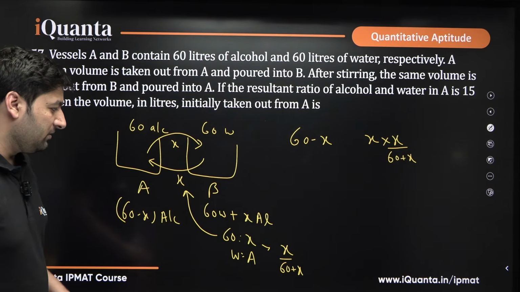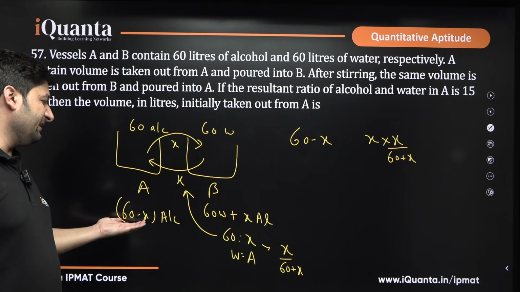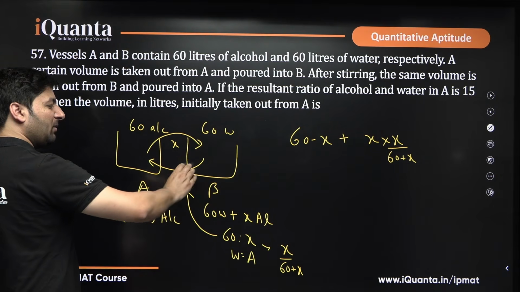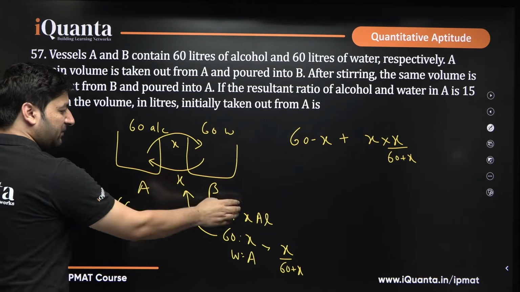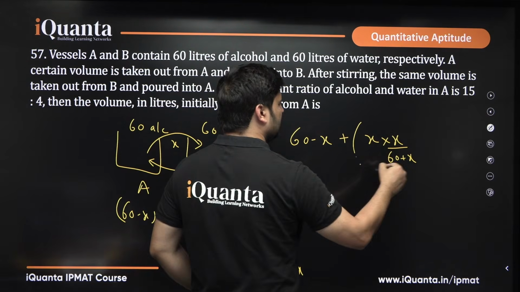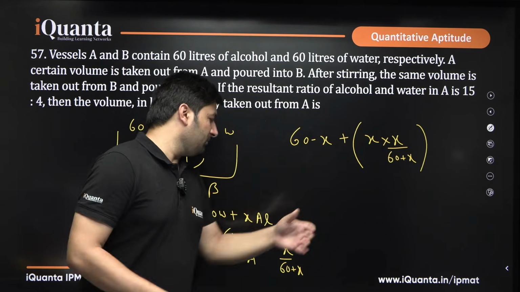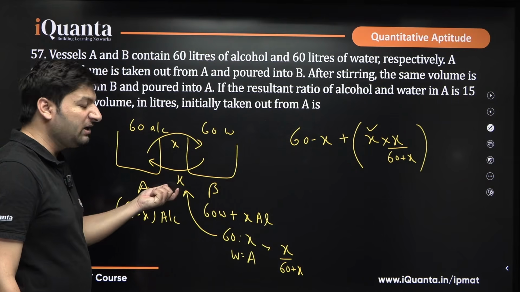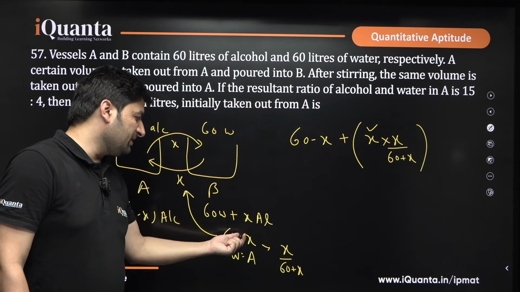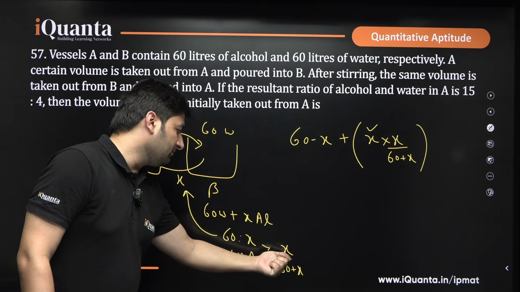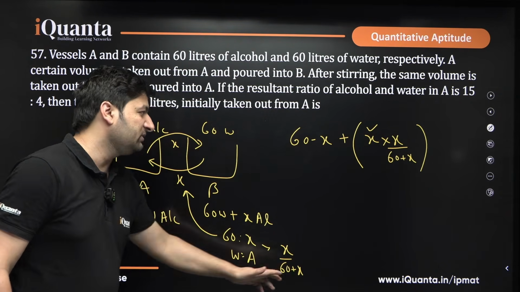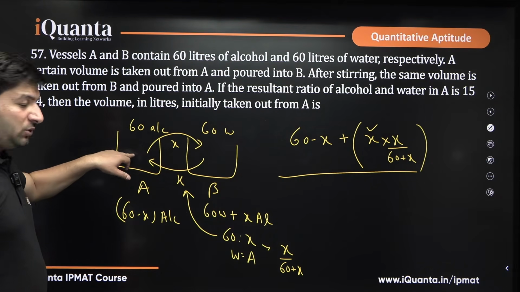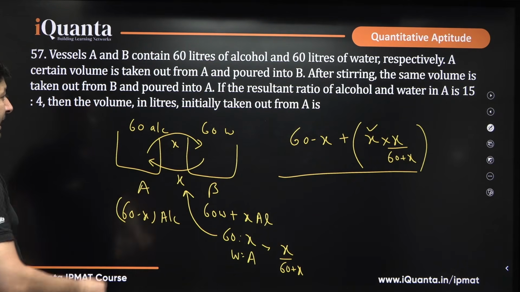I hope you understood. What did I say? Already 60 minus X alcohol was here. Because we are taking out X amount of liquid from here, some of the alcohol will come and get added to this. So I am adding this much alcohol. And how did this come? Out of the total X quantity that I was taking out, alcohol was present in the ratio X to the total. X is the volume of alcohol, 60 plus X is the total. So X upon 60 plus X is the alcohol present in this solution after it is poured back, and water as well.